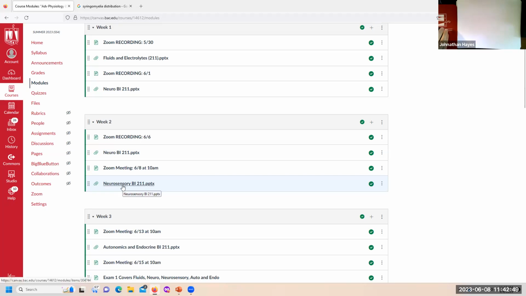We'll see how we feel once we get to the end. And if we end up doing more neurosensory next week, fine. If not, we might just go ahead and skip to autonomics and endocrine. We'll just kind of have to see how we feel. But I've already got my neurosensory open, so I'm just going to switch screens.